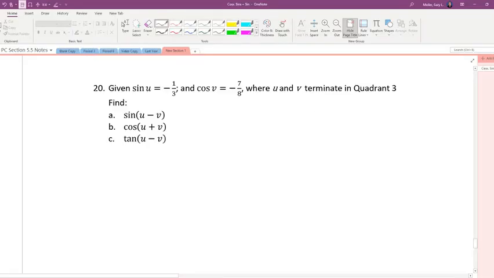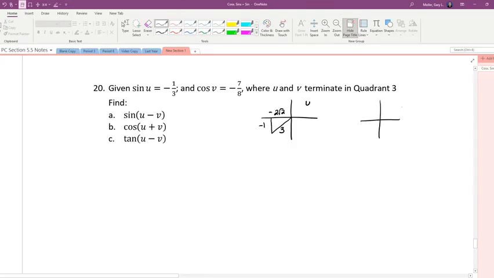So on one hand, we've got our angle. We'll label it in the right quadrant. So let's call this our u. And so the sine is negative 1, and this is 3. So the Pythagorean theorem makes this the square root of 8, or 2 root 2, also negative.